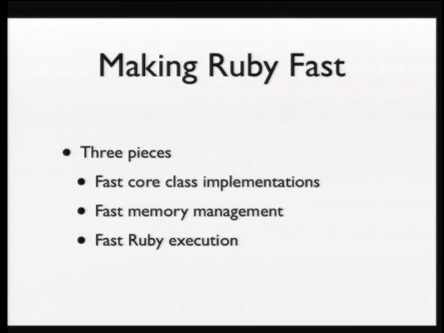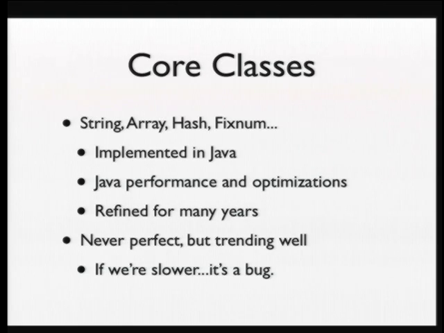The biggest one, I think the most important one, is that all the core classes, strings, arrays, hashes, etc., need to be as fast as possible. You have to have good memory management because Ruby is a very memory-intensive language. And then, eventually, being able to run the Ruby code itself as fast as possible is kind of the last mile for performance.